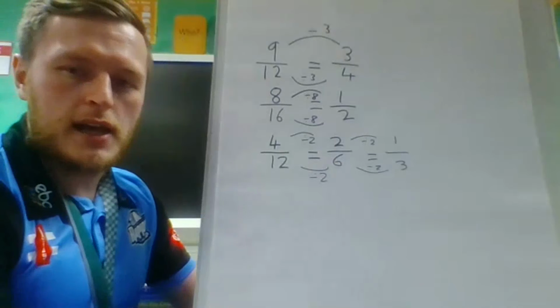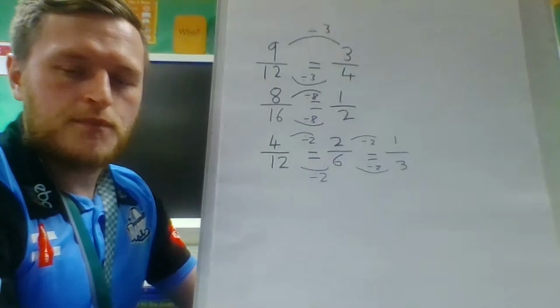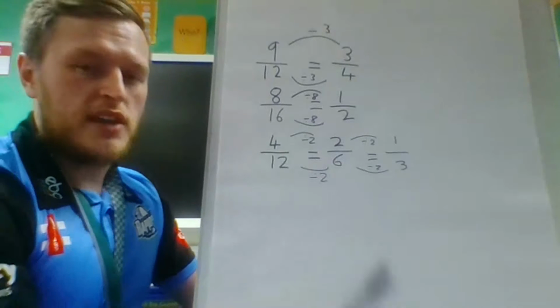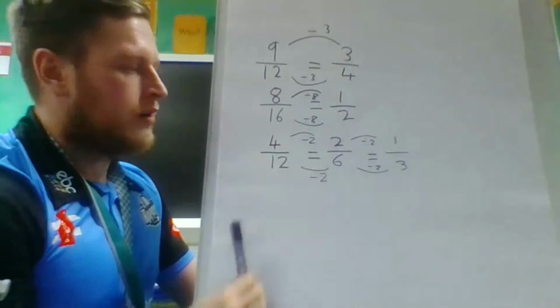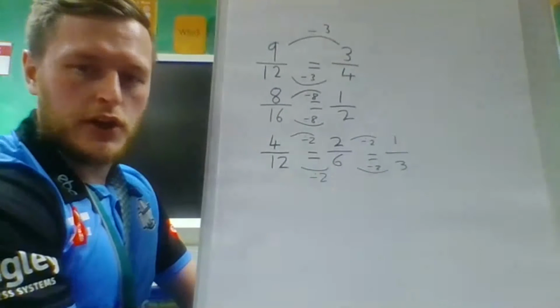So that's what you're going to be doing today. You're going to be given some fractions, and you need to simplify them by either dividing by a number that they can both be divided into, or halving and halving and halving until you can't halve anymore.